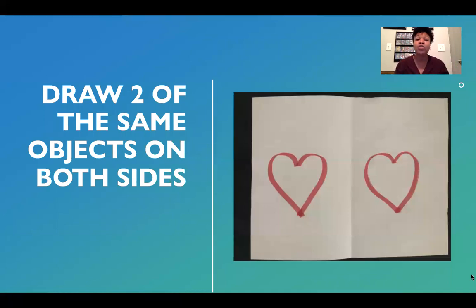Then I want you to draw two of the same objects, one on the right side, one on the left side, okay? Two of the same objects. It can be two squares, two circles, two triangles, two birds, whatever you want.